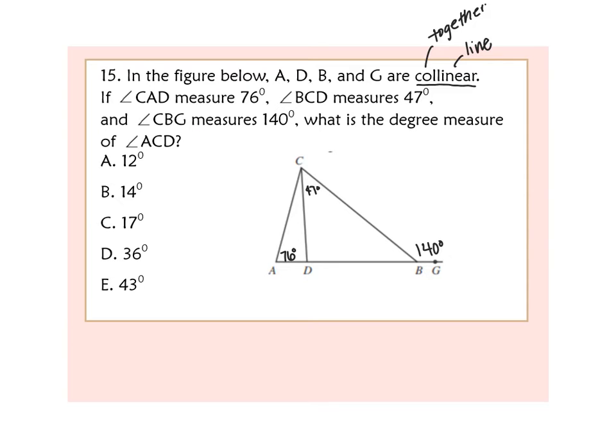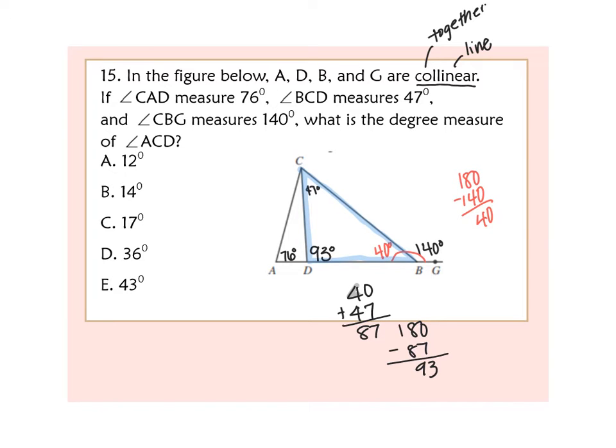So remembering a few things from geometry, straight lines like this one right here add up to be 180. So if part of that is 140, the other part has to be 40 because again, it has to add up to be 180. Another thing to remember from geometry, triangles add up to be 180. So I have 40 plus 47, that's 87. I subtract that from 180, I get 93. This angle here is 93.